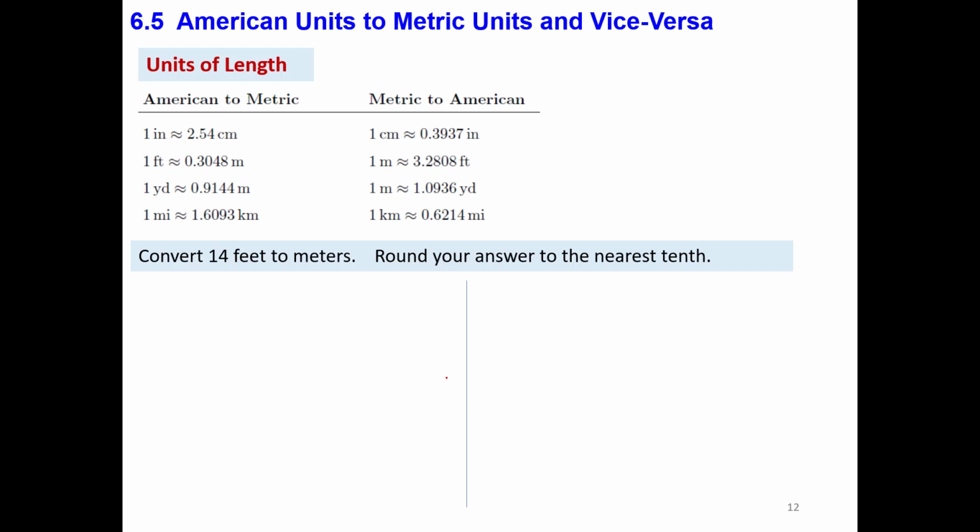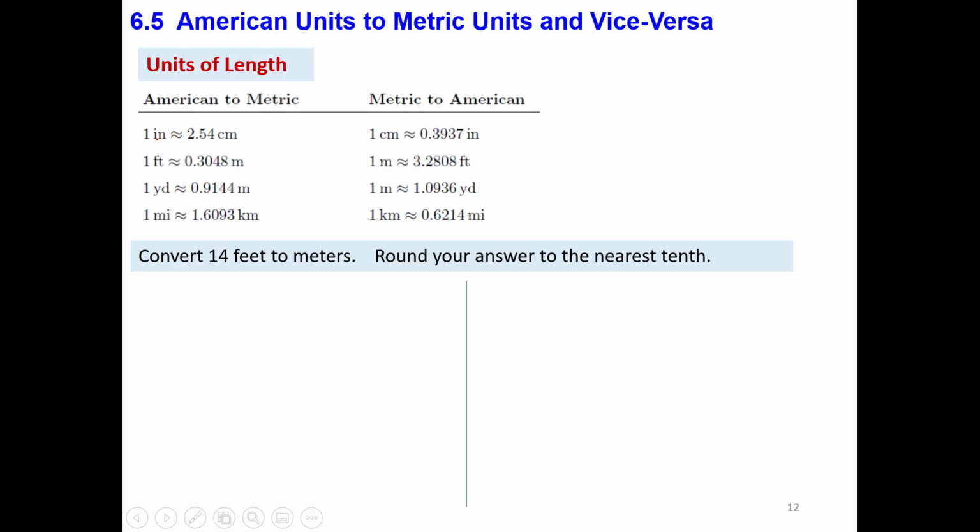Now we will move to section 6.5. In section 6.5, we want to apply some unit conversion factors to convert units from the American system to the metric system and vice versa. Here we have some unit conversion factors to convert from American to metric system.